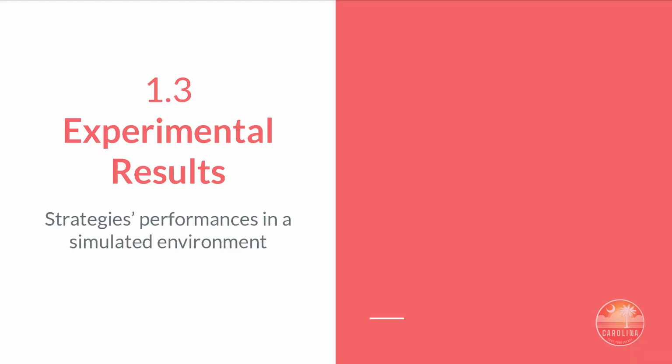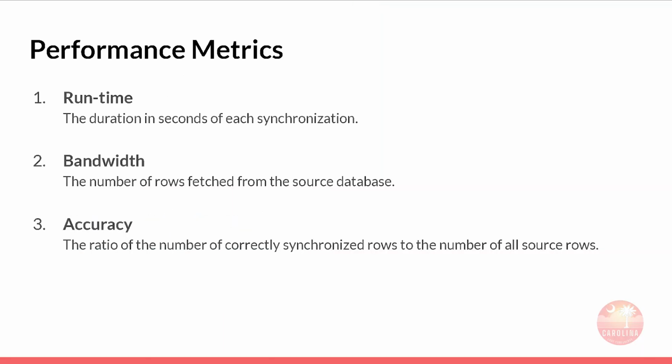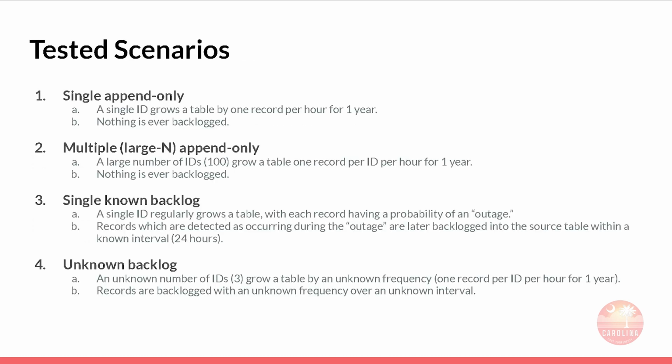Let's look at how they actually perform in a tournament against each other. I put together a simulation and measured the performance in three different metrics: how long it took, how much data went back and forth, and how accurate was the target table. I also tested these four scenarios: the ideal case, a variation of the ideal case with a large number of IDs, the known backlog, so this is just 24 hours things went out, and then the scary unknown, random, throwing everything at it, unknown backlog.